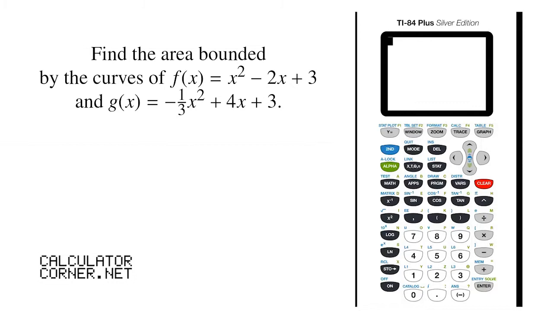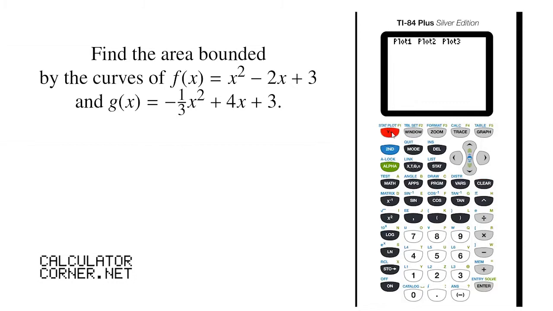Now, this problem does not explicitly give you the x bounds, the left and right, where you're supposed to find the area between. Instead, these two curves intersect each other, and that creates a natural bound for you to find the area between them. So let's go ahead and graph these on the TI-84.